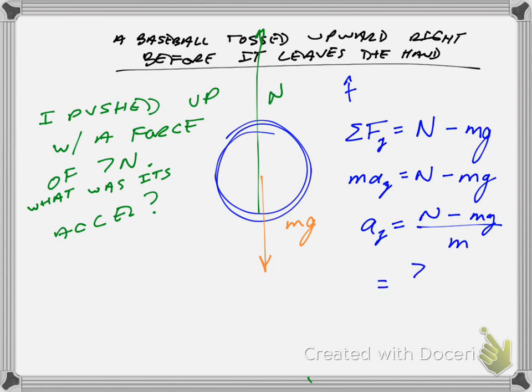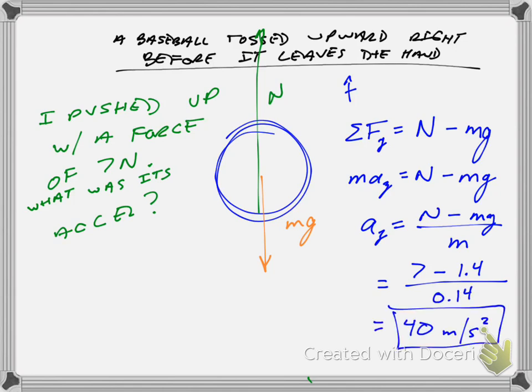Well, what is the normal? It was given as being 7 newtons. What is mg? It's 1.4. And what's the mass? 0.14, for a total of 40 meters per second squared.